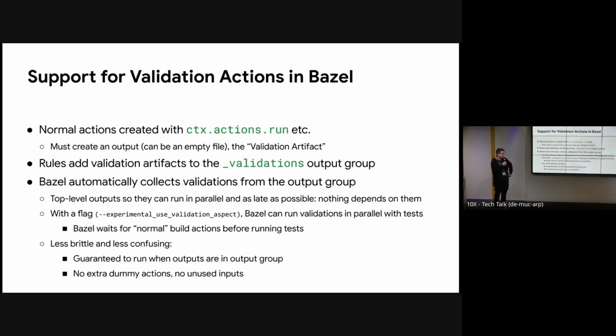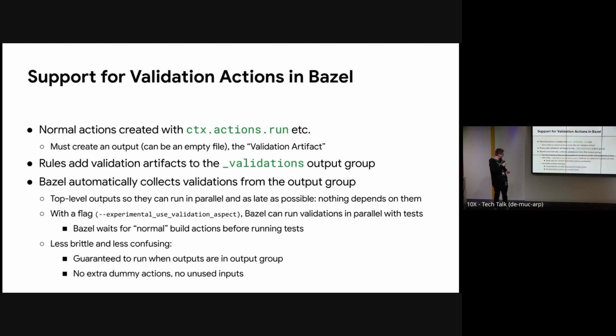Basically, a validation action is just like any other action, but you take its output, which again might be a dummy output that you add in. You add this output to a special validations output group. And real briefly, an output group is the set of all artifacts that you're requesting at the top level for Bazel to build. And there's the default output group, which you are asking for when you do bazel build. So we added this special validations output group, which is always requested. So you're always building all of the artifacts in this output group. And importantly, all of the artifacts that go into the validations output group are collected automatically throughout your build.